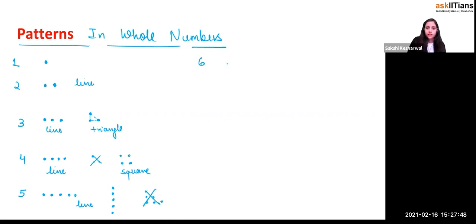Now let's take 6. Take 1, 2, 3, 4, 5, 6. This is one way, right? You can make this as 1, 2, 3 like this, or you can make 1, 2, 3, 1, 2, 3, or you can make it like this: 1, 2, 3, 1, 2, 3, and 1.